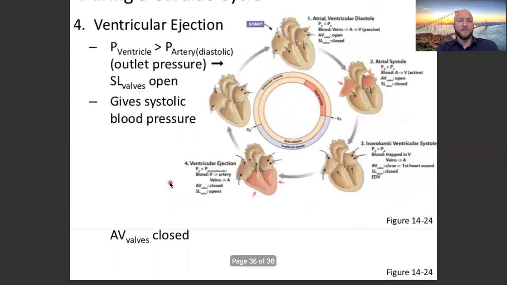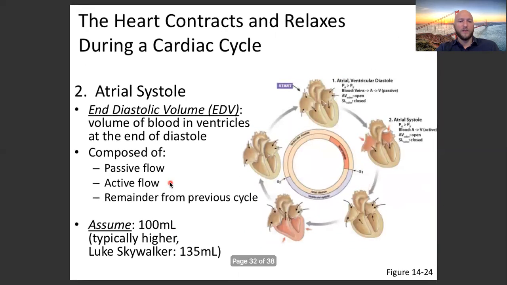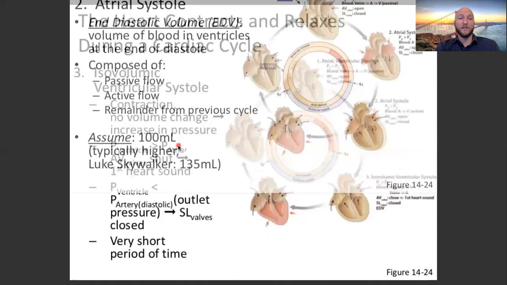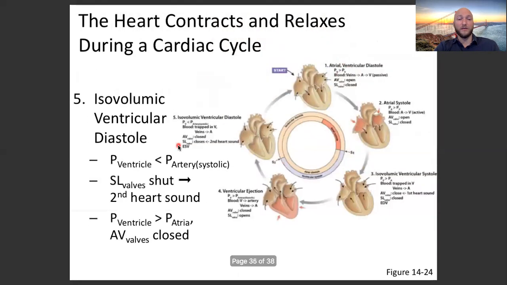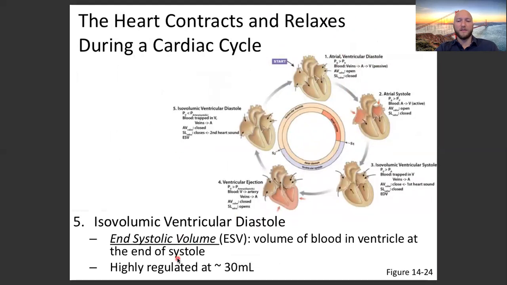End diastolic volume is how much volume is in the ventricle at the end of the relaxation phase, at the end of filling. So end diastolic volume is generally larger than end systolic volume, which is the volume after all the blood's been pumped out.